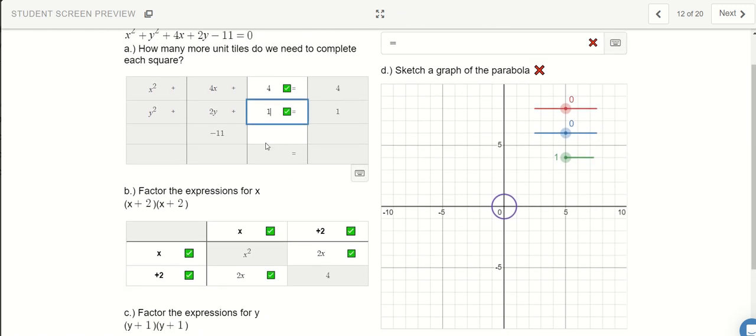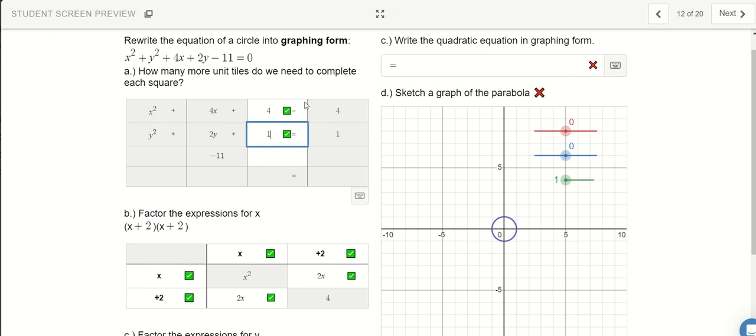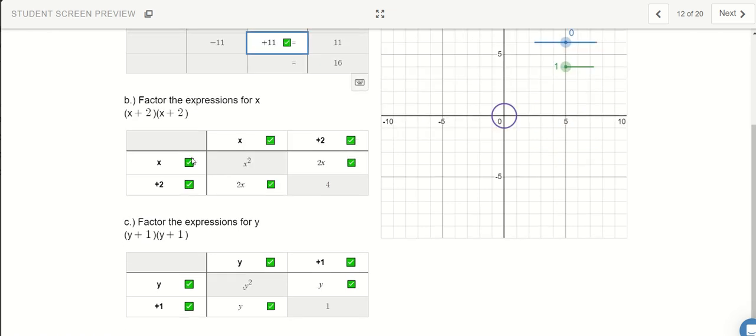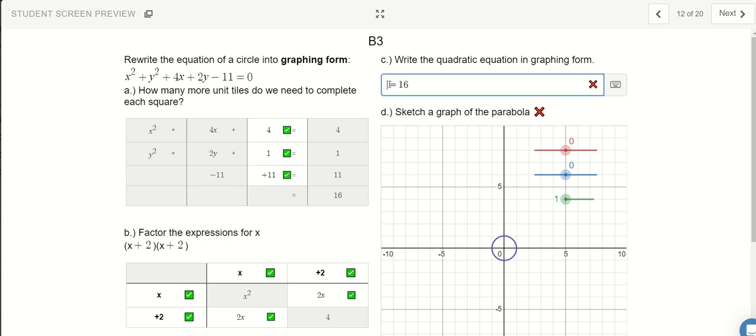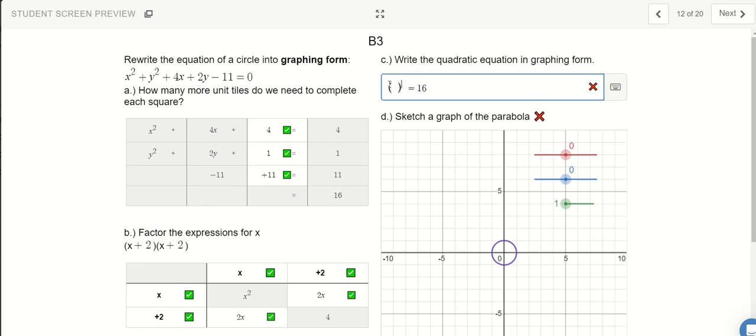All right, and finally to get it into graphing form, I'm going to move all the other remaining tiles to the other side. So again, we started with these minus 11, so I need a plus 11 to add it to the other side. So on the right side, we have 16, right? We added these tiles to complete the square, plus canceling these 11. So we have 16 on the right, and we have our 2 squares on the left, right? We have this perfect square on the left, and another perfect square on the left.